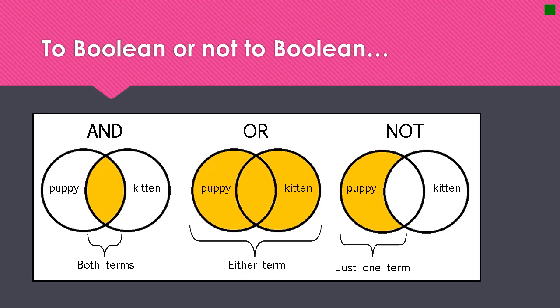So wait, what is Boolean logic? And what is this AND? In the last tutorial, I compared AND to the mortar between your building blocks. It holds 2 terms together. In this Venn diagram, you can see that if you search for puppy and kitten, your results will have both terms, which is represented by the overlap of the 2 circles. This actually narrows your search down to only those documents that contain both terms.